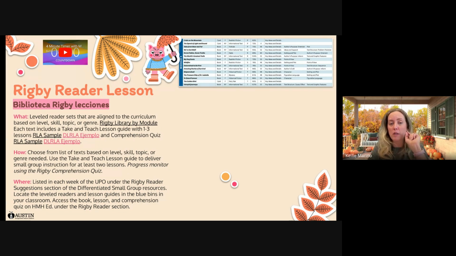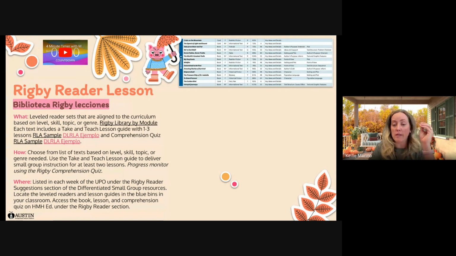Make sure you focus on the Lexile, the number of pages, and then the types of lessons that are included in the Take and Teach lesson. Notice that some of them only have 1 lesson and it's just key ideas and details, but some of them have up to 3 lessons. Like one of them down here has character and figurative language specific lessons.